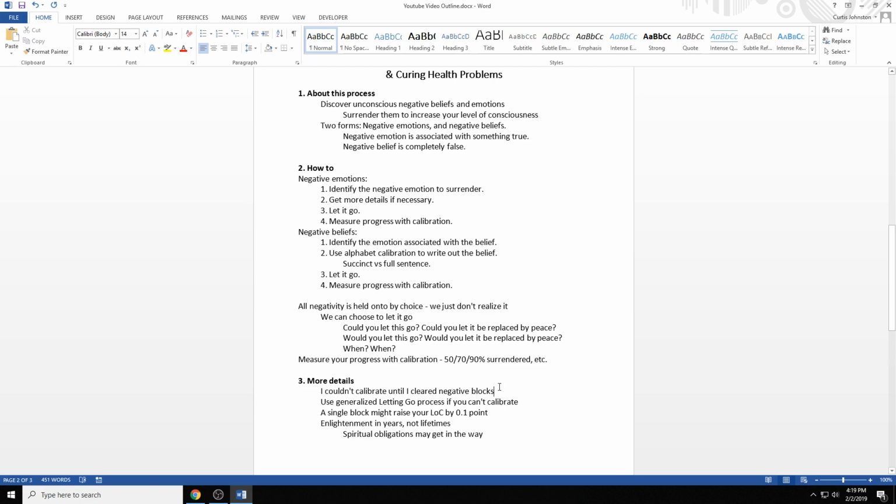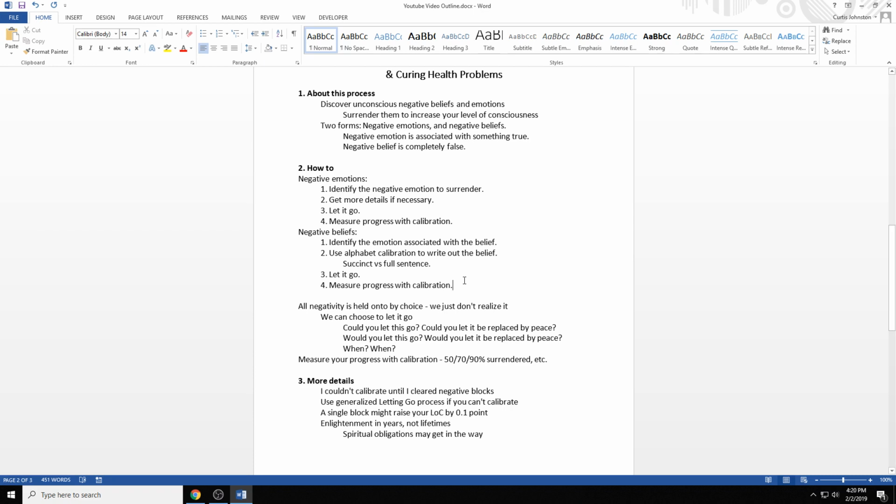And if you can't calibrate, what you can do is find someone who can, and you can ask them, will they work with you in order to find your blocks that are stopping you from calibrating successfully. And then once you can calibrate, you can do all this process yourself. You don't need other people to calibrate for you for the most part. In my case, there was a person that was offering spiritual counseling with the aid of calibration, and I paid him to remove blocks from me, or to help me find what the blocks were, and then we removed them together.